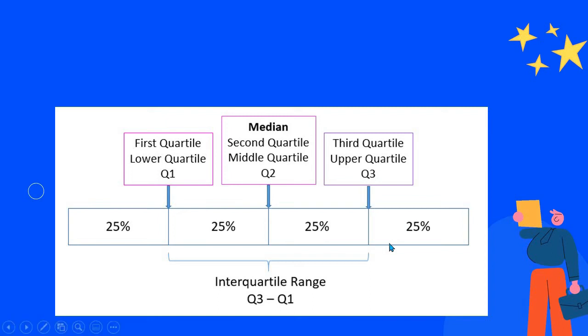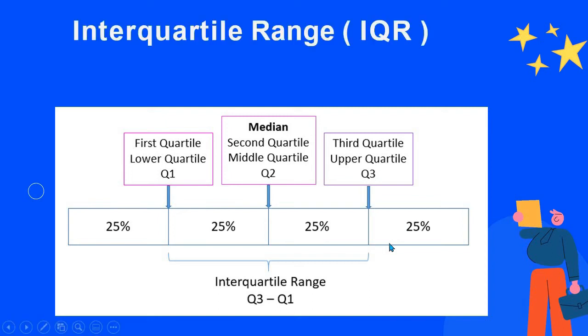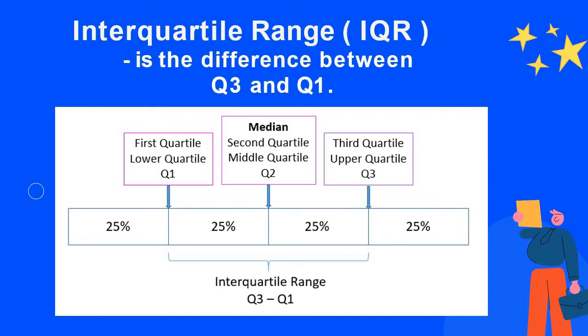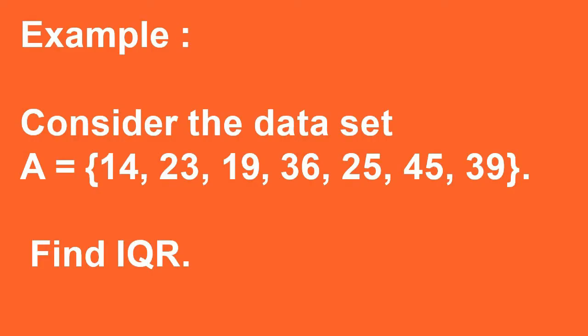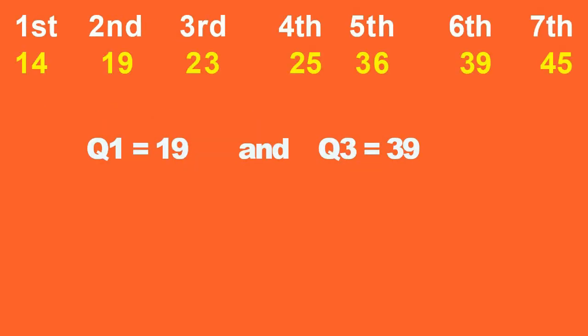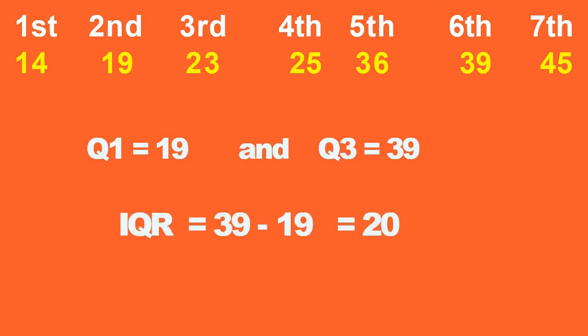Let us have another term, the interquartile range or IQR. This is the difference between quartile 3 and quartile 1. So let's have again the data set 14, 23, 19, 36, 25, 45, 39, which is our data set a while ago. Let us find its IQR. Since we have computed the value of the first quartile as 19 and the third quartile as 39, let us get its difference. So the IQR is 39 minus 19, which is equal to 20.